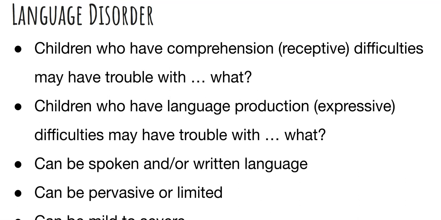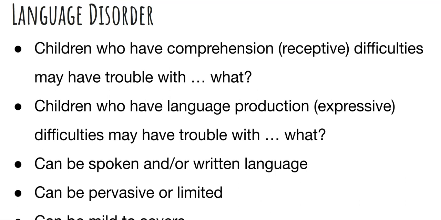Children who have comprehension or receptive difficulties may have trouble with what? So if a child has a hard time understanding language, what's that going to cause? What are they going to have difficulty with? And then children who have language production or expressive difficulties may have trouble with what? I want you to think about what kinds of difficulties those kids might have. Remember, this could be spoken and or written language for both comprehension and production. And sign language, of course, too.